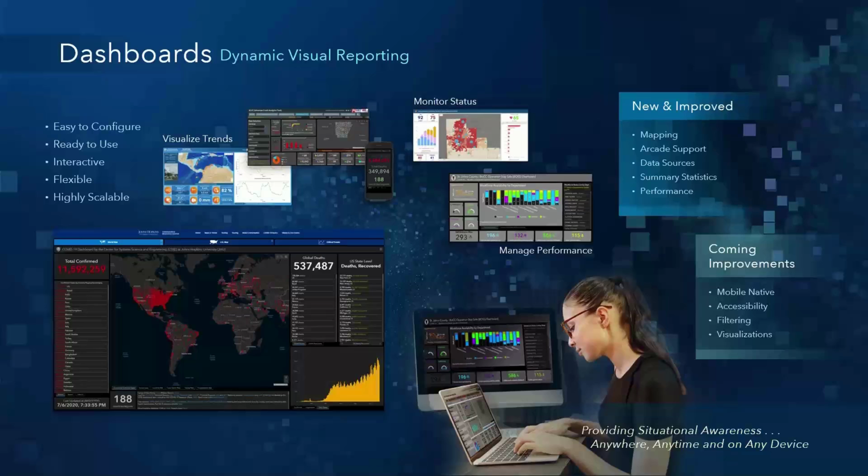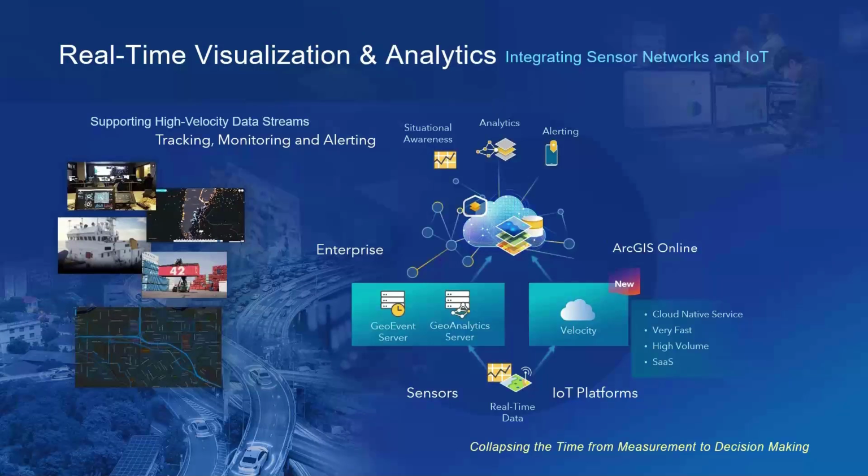So moving on from just configuring data, let's start to talk about how you actually bring in your own real-time data. How would you connect to, for example, sensors or streams of data coming from a variety of systems? You would do that using the enterprise products for GeoEvent Server, GeoAnalytics Server, or the ArcGIS Online Velocity. And that lets you integrate real-time data, perform processing on that data, and stream it out to clients like the dashboard.